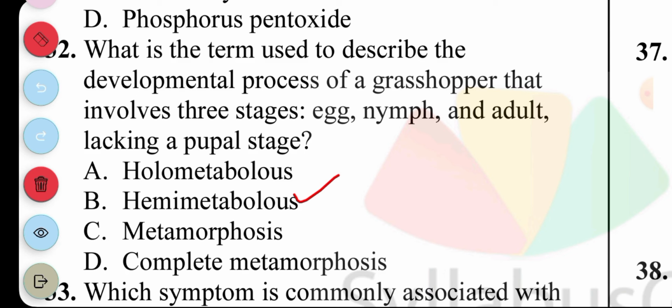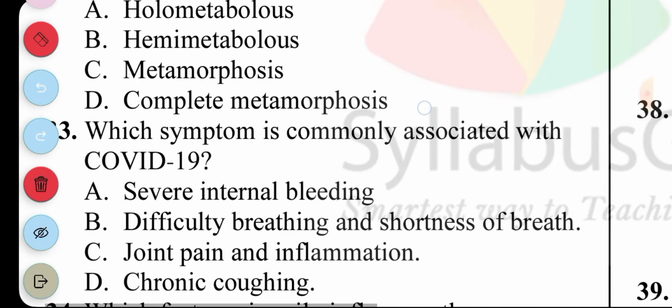So move on to 33. Which symptom is commonly associated with COVID-19? A. Severe internal bleeding. B. Difficulty breathing and shortness of breath. C. Joint pain and inflammation. D. Chronic coughing. The answer to question 33 is difficulty breathing and shortness of breath.